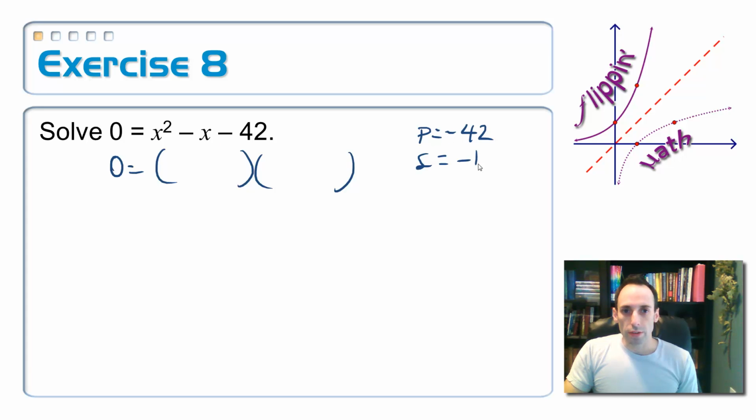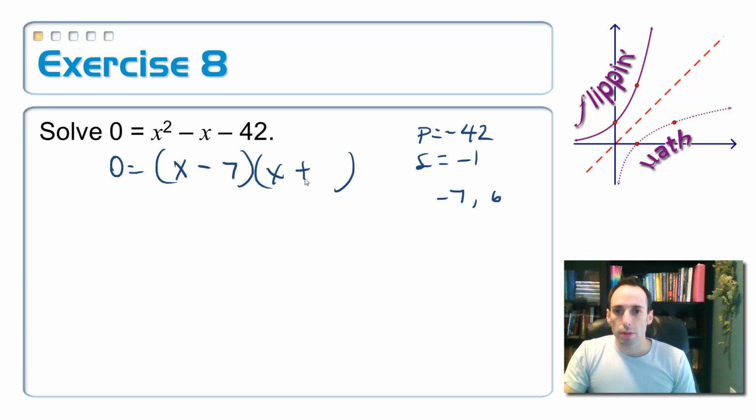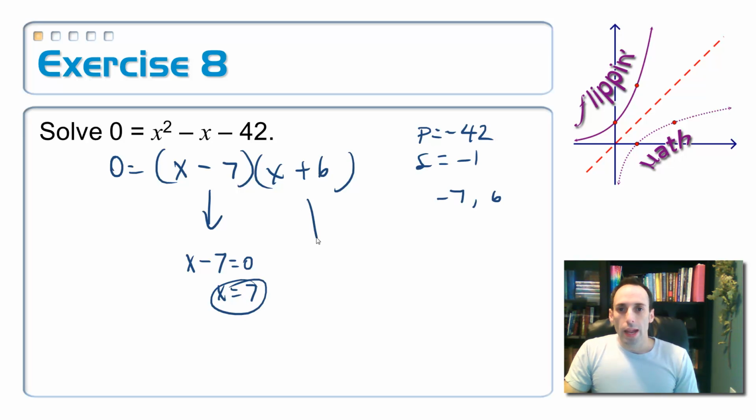Sum is negative 1. So I'm going to try to find two numbers that multiply up to negative 42 and add up to negative 1. How about 7 and 6? As long as the 7 is negative and the 6 is positive, right? So I've got x minus 7 and x plus 6. They multiply to negative 42, and if I add them, I get my negative 1. All right. So set each one of these things equal to 0. So x minus 7 equals 0, so x equals 7. And x plus 6 equals 0, which means that x is equal to negative 6.